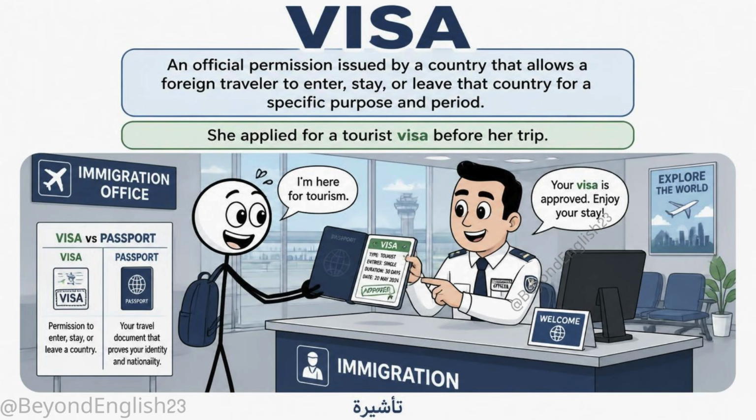9. Visa. A visa is an official permission from a country that allows a traveler to enter, stay in, or visit that country for a specific purpose and period. Unlike a passport, which identifies you, a visa gives you permission to enter another country. Example: she applied for a tourist visa before traveling abroad.